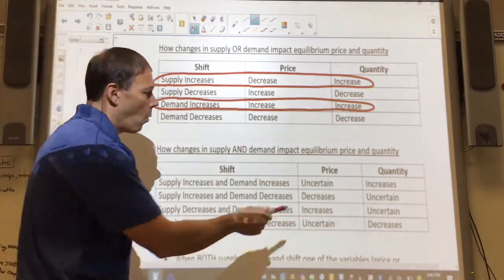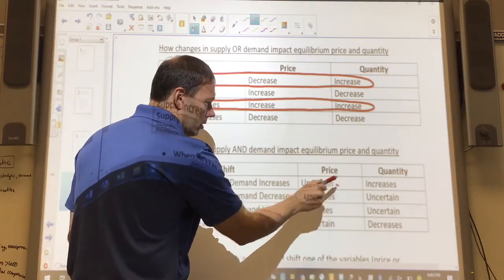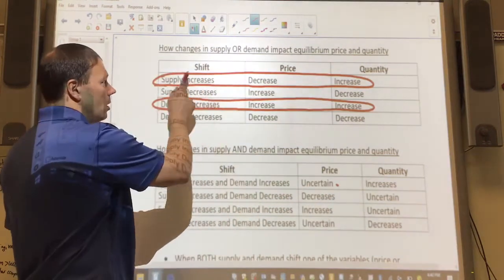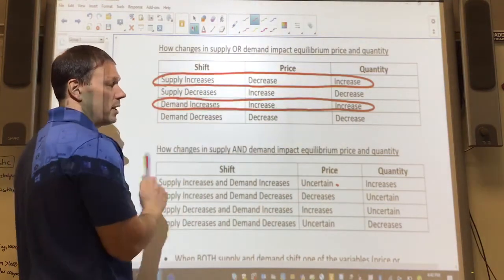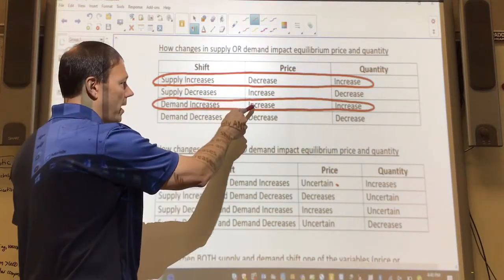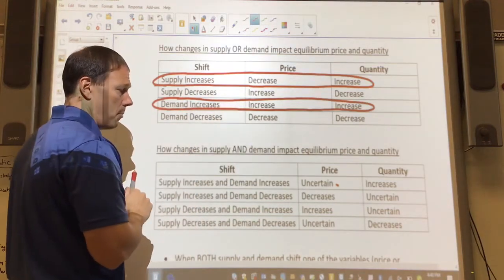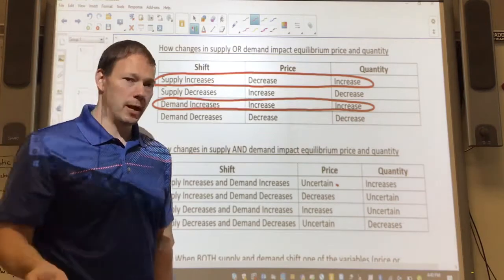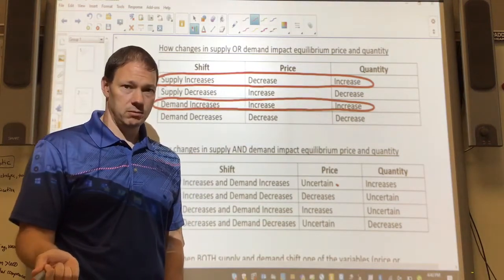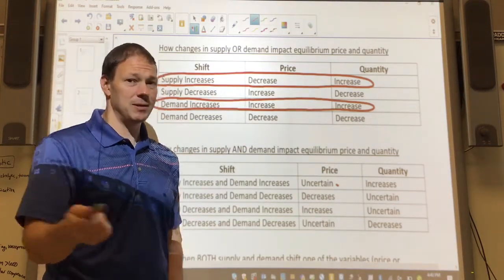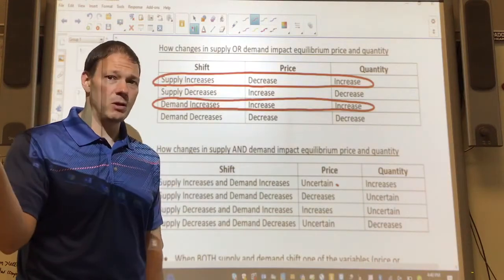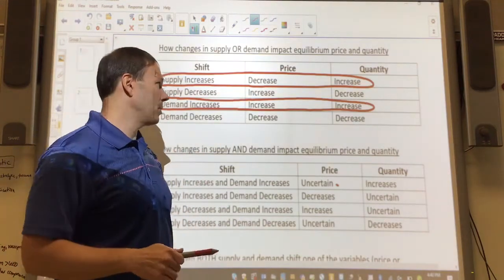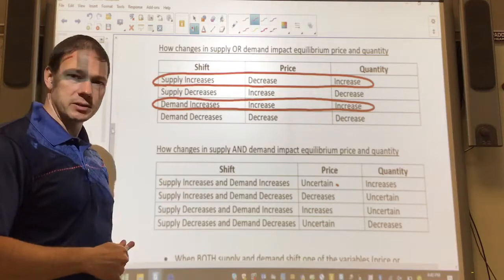Well, why is price uncertain? Okay, well notice when supply increases, that makes price go down. When demand increases, it makes price go up. Well, if you don't know how much supply and demand shift, maybe supply shifted more than demand, maybe demand shifted more than supply, maybe they were equal. You don't know what's going to happen to price. It could go up, it could go down, it could stay the same.